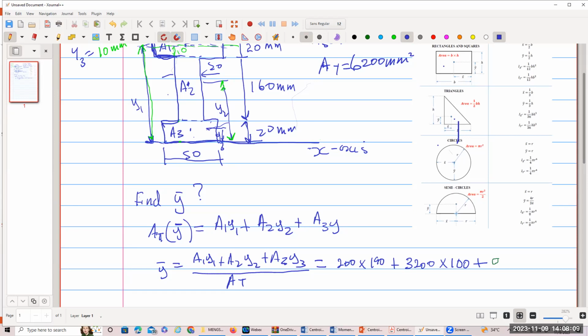Area 3 is what now? What was area 3? Area 3 looks like 1,000, times y3. Y3 is what? 10. When you work that out, is that what you got? Oh, just the top part, yeah. And then you're supposed to divide it. If you work them out individually and combine them, you should get a value that is representative of y bar.